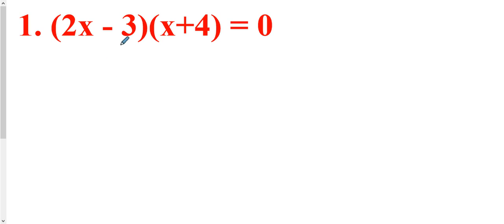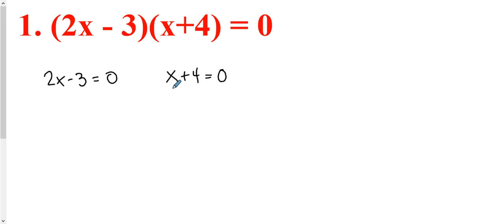We're going to use this idea in order to solve quadratics today. Here's our first example. I have two things being multiplied together and they equal 0. What that means is that either this first thing, so 2x minus 3, has to be 0, or my second thing, x plus 4, has to be 0.